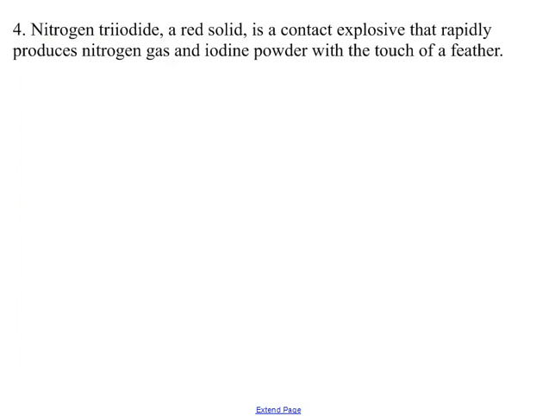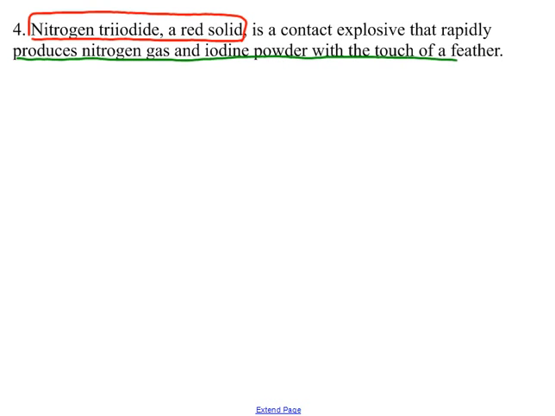So let's take a look at writing out this particular equation. Nitrogen triiodide, a red solid, is a contact explosive that rapidly produces nitrogen gas and iodine powder with the touch of a feather. So here, this is an unusual one in that there is just this one reactant. It says it rapidly produces nitrogen gas and iodine powder with the touch of a feather. Okay, so those are going to be our products.